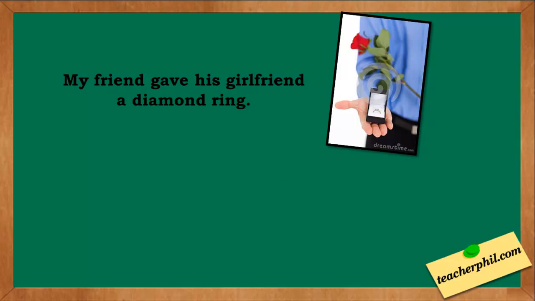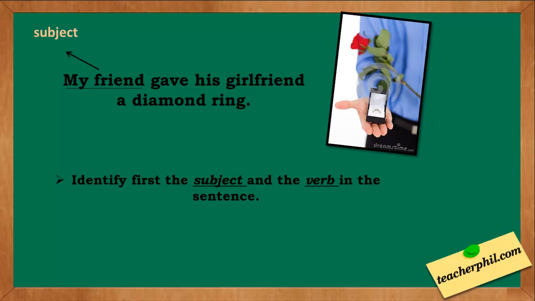Example: my friend gave his girlfriend a diamond ring. So first, identify the subject and the verb in the sentence. Our subject here is my friend. It is the doer of the action. Our verb is gave. The next one, identify the direct object. But the problem is, there are two objects here, his girlfriend and the diamond ring.